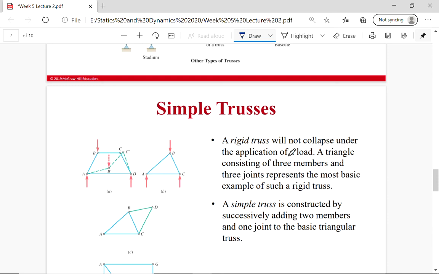It's generally a triangle consisting of three members, and its three sides and three joints represent the most basic example of a truss. If I technically had one truss, it would just be this triangle ABC. A simple truss is then formed by successively adding two members and one joint to that basic triangle system. So I could add members BD and CD, that's 2 members, and connect them at one joint.